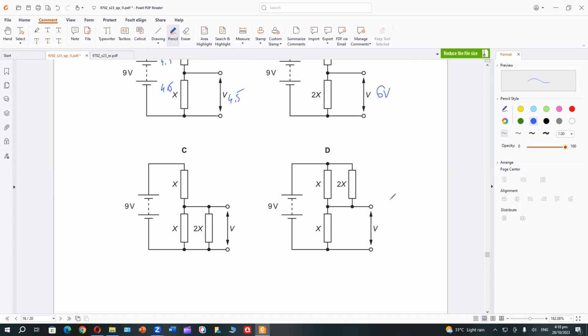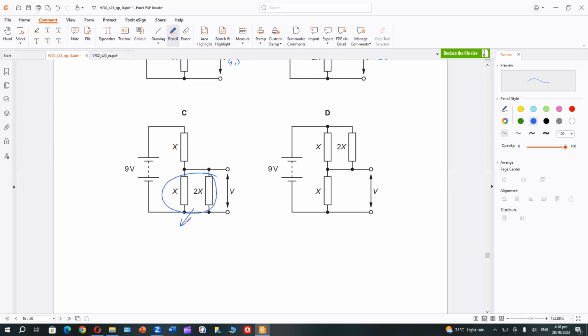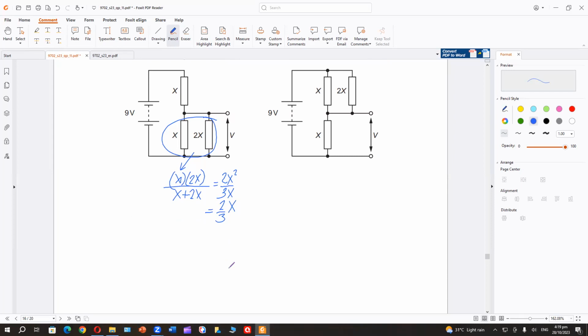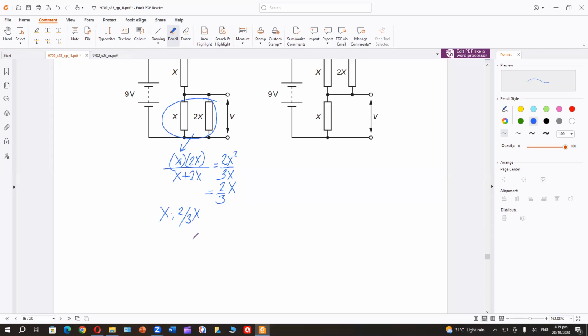Now here, he has made a game. He has attached two resistors in parallel. Can you tell me the effective resistance of this? They're in parallel: X into 2X upon X plus 2X, which is 2X squared upon 3X, so it will be 2/3 X. Now apply the ratio. I need to find V across this one, so I will do 2/3 upon 1 plus 2/3, into 9. Try to solve this.